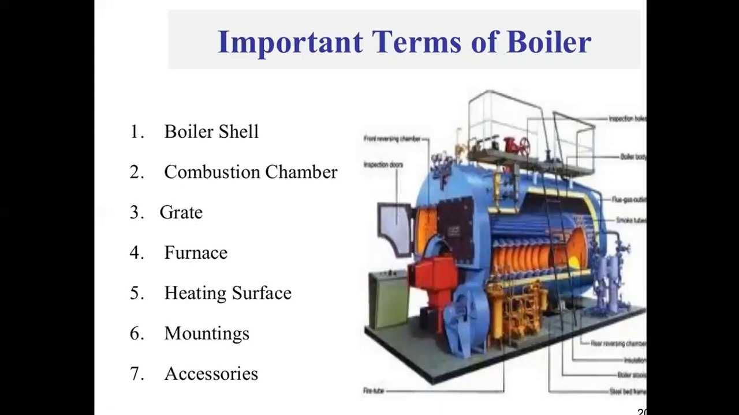Fourth is the furnace. The furnace is located below the boiler drum, and fuel is burnt in the furnace. The grate is located in the furnace, so fuel is burnt on the furnace grate. The necessary air for combustion of fuel is supplied through the grate.